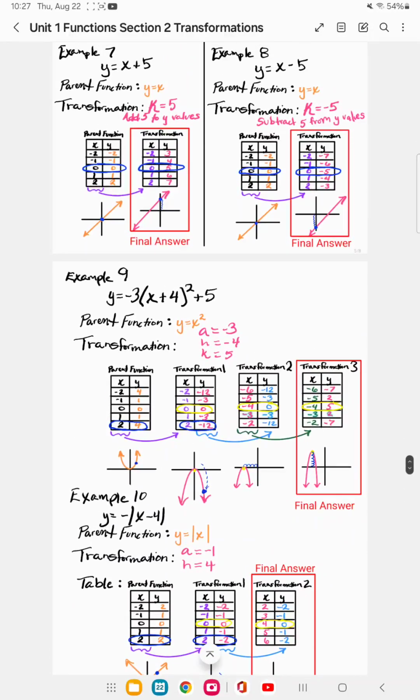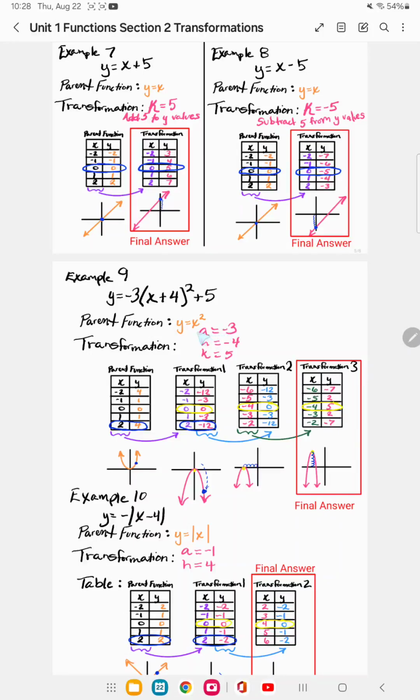Example 9. Example 9 is the one that's blank, and this is what you would want to add to your notebook. So what we show here, you want to copy it to your notebook. We're working with y equals -3 times (x plus 4) squared plus 5. Our parent function is y equals x squared, because when we take out all these transformations, that's what we're left with: an exponent on the variable. There are 3 different transformations happening here. We're going to make a quick sketch and a table for each transformation.